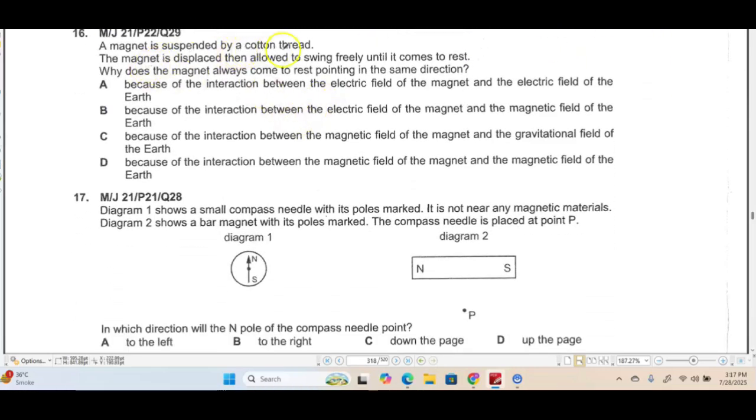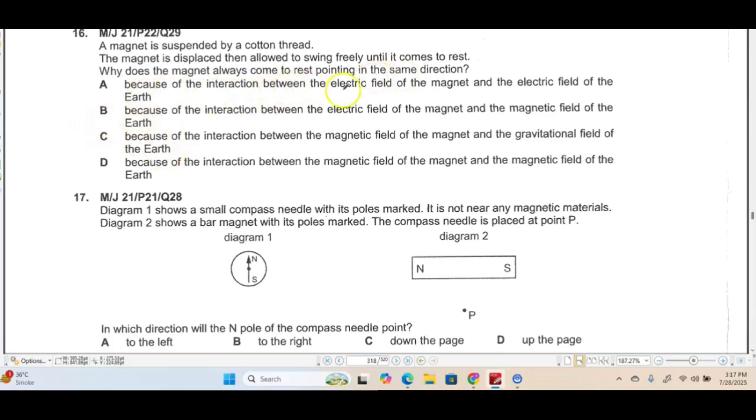A magnet is suspended by a cotton thread. A magnet is displaced, then allowed to swing freely until it comes to rest. Why does the magnet always come to rest pointing in the same direction? Obviously it is going to come to rest pointing in the same direction depending on the north and south pole of the earth. Okay, so we look at the options.